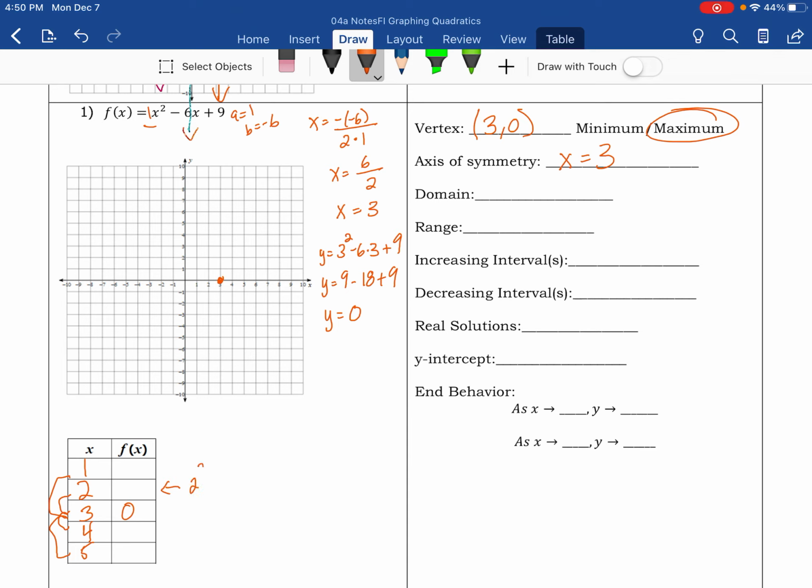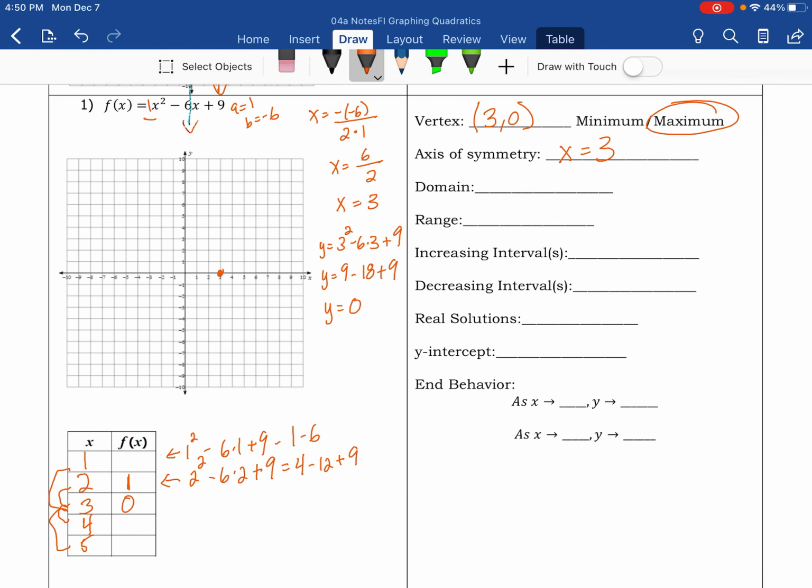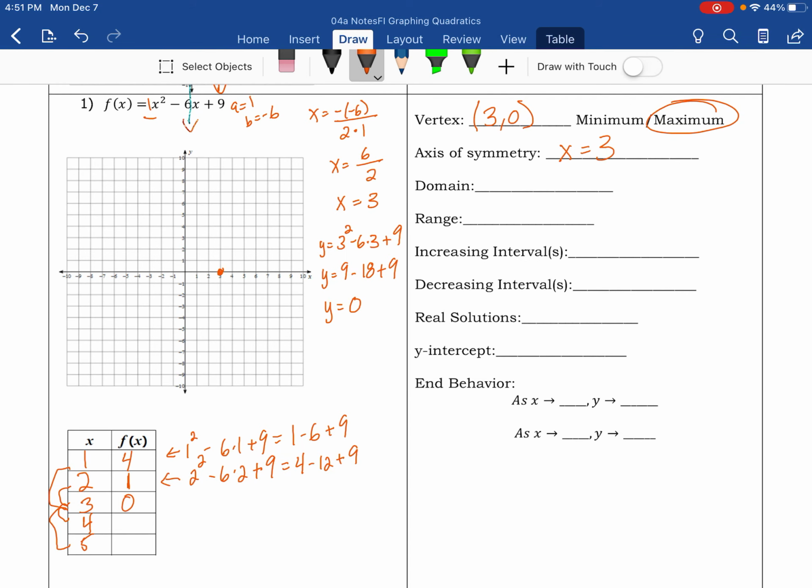Okay, so I go with 2, I plug 2 in, so this is going to be 2 squared minus 6 times 2 plus 9. Again, you can plug it in your calculator. It's going to be 4 minus 12 plus 9, which is negative 8 plus 9, which is 1. And then this one's going to be 1 squared minus 6 times 1 plus 9, which is 1 minus 6 plus 9, which is negative 5 plus 9, which is 4.